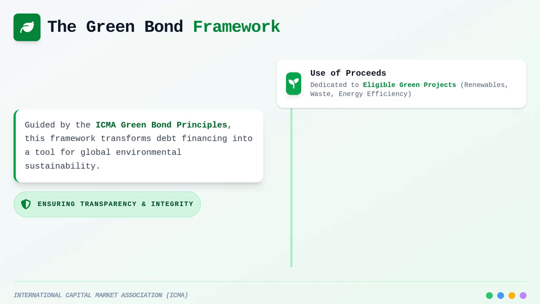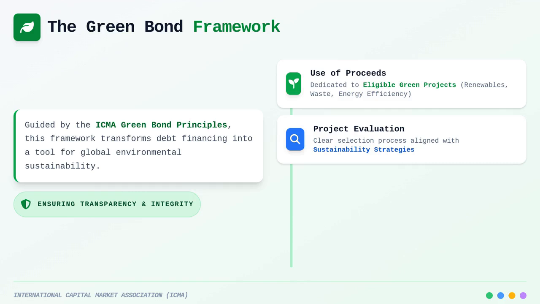First, the use of proceeds must be explicitly dedicated to eligible green projects, such as renewable energy development, waste management, or energy efficiency retrofits. Second, the issuer must have a clear process for project evaluation and selection, ensuring that the defined criteria align with their overarching sustainability strategy.